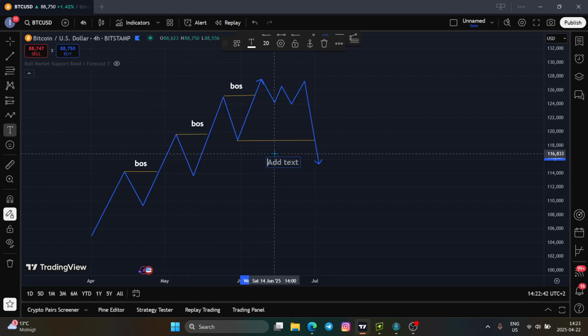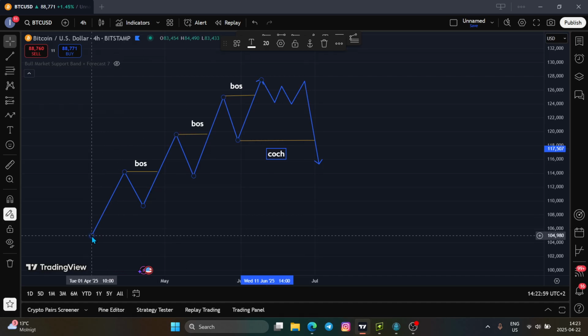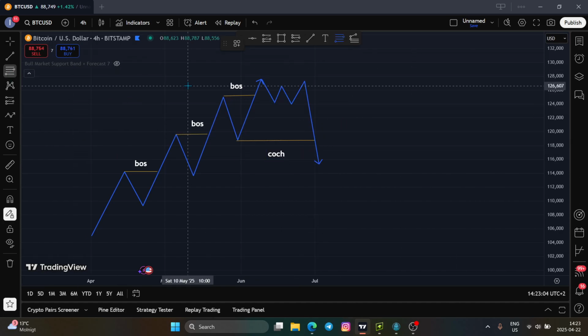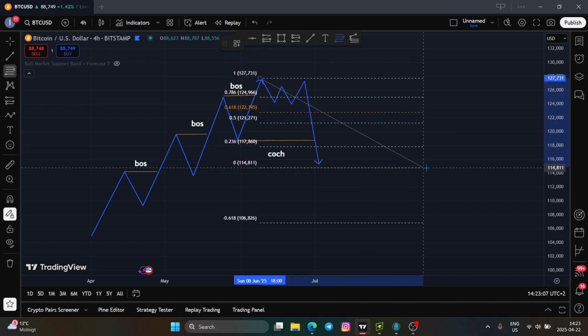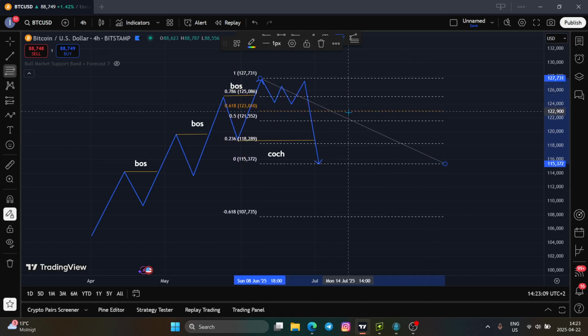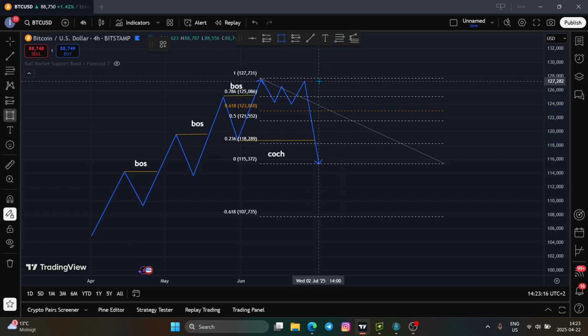Let me write it down. So this is called a CHoCH. So as soon as you see this, now we know that we are on a trend reversal. So we know the stock or the crypto is going to go down now. So if you bought it here, now this is the time for you to consider selling. Usually the stock goes up to, if you draw a Fibonacci extension, stock goes from, let me just draw a box here around this area.